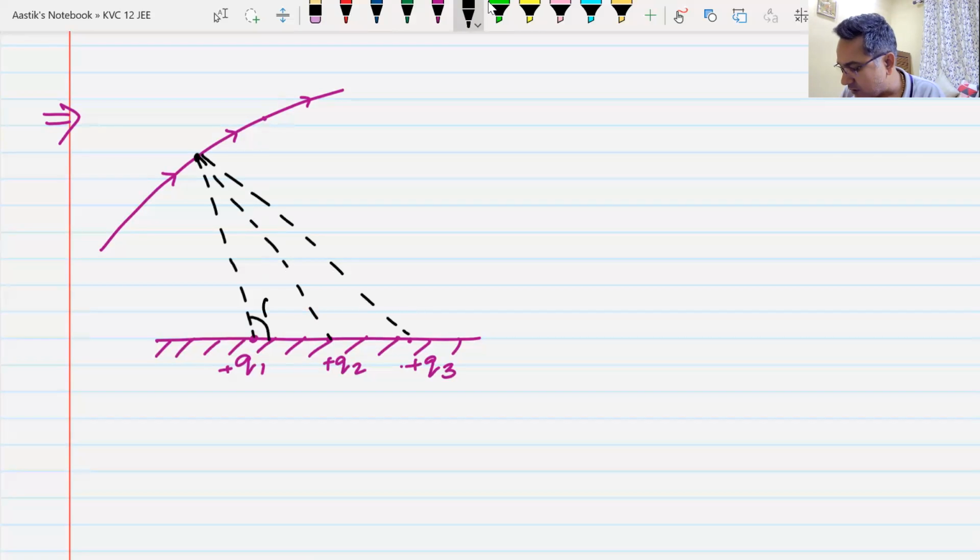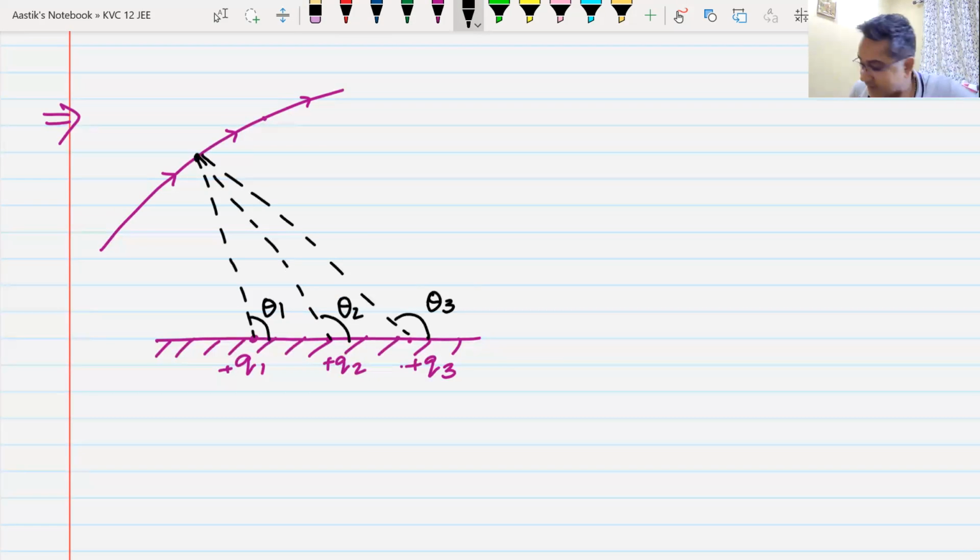This angle, I call it theta1. I call this angle theta2. And I call this angle theta3. There could be more charges and there could be more angles. Just a representative diagram. This is an electric field line. Obviously, this electric field is created by all these charges together.